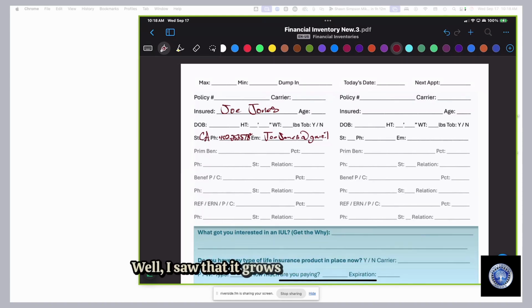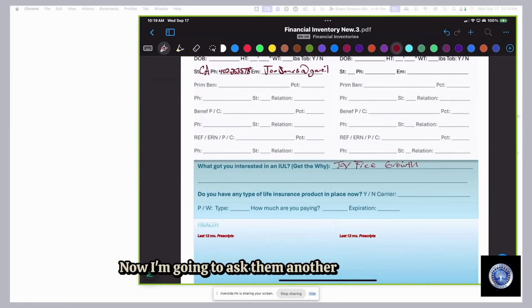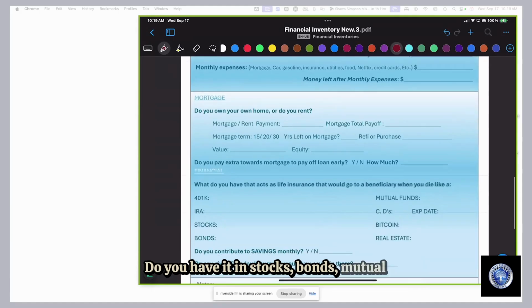Well, I saw that it grows money, and I guess that's tax-free, right? Yes, it does. So I'm going to put down here tax-free growth. Now I'm going to ask them another investment question because they gave me an investment type of an answer. Where do you have your money at right now? Do you have it in stocks, bonds, mutual funds?